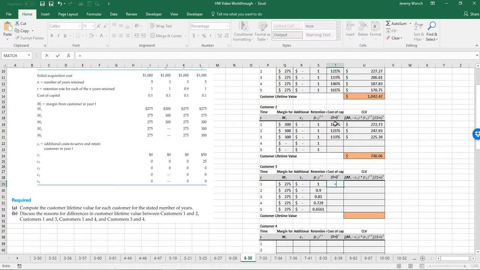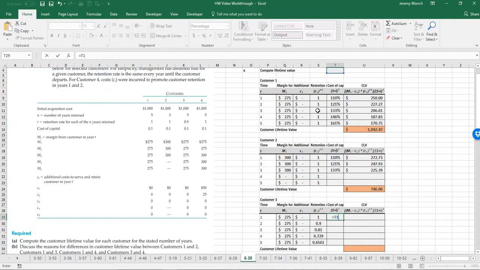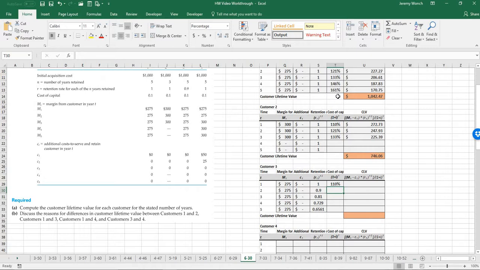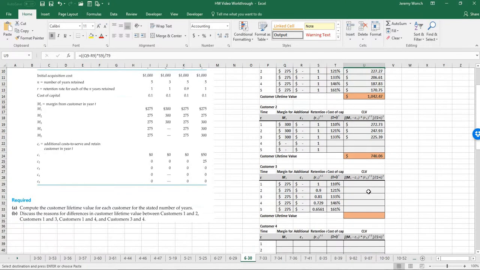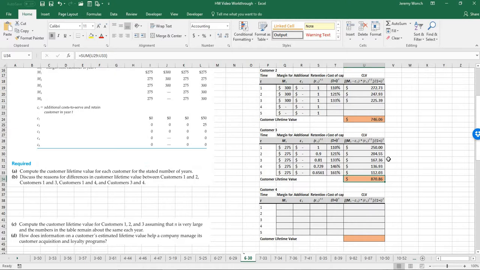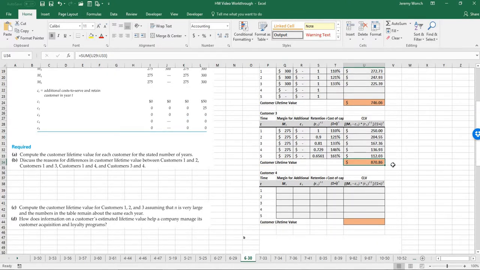So now we can copy down our cost of capital. Actually, let's copy it down from here. And then we can copy our formula here. Alright, so the customer lifetime value for customer 3 is 870.